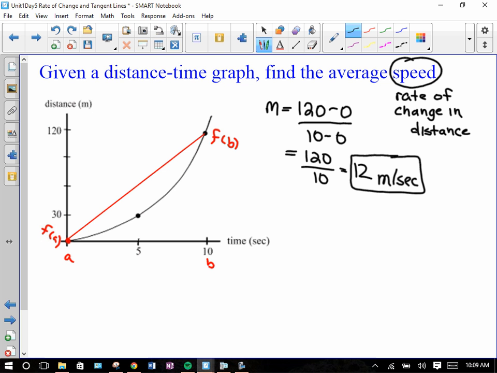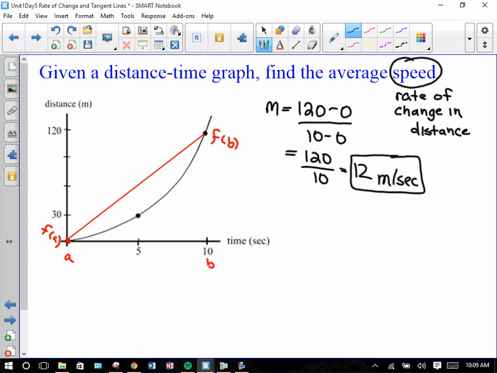Now here's my question. Is the average speed of our function 12 meters per second over this entire function? No. What do you mean no, Kara? That's between point A and point B. And there are places where it's less than or more than 12 meters per second. Where would it be? At 5 seconds it's less than 12? So I would have gone from what point to what point? Okay, good.